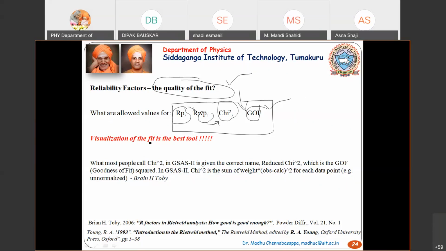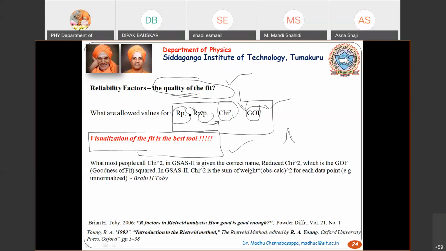So there is a lot of debate, even today, on telling whether it's a really good fit or not. The best thing is, if you have a good visualized fit, like this is my peak, and if I have a good fit of this peak, then I can say this is a good fit. So don't worry about chi-squares, RWP.